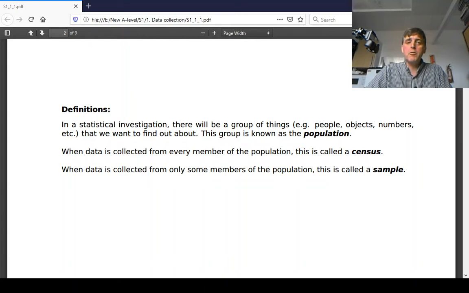Now, if we want to perform a census, what that means is that we're going to look at every member of that population. So every person or every object that we're interested in, we're going to look at data from all of those things. And if we do that, we call that making a census. However, we may not want to do that. There may be times when we just want to look at some members of the population, but we still want to use those members of the population to say something about all of the population. When we do that, we call that a sample.